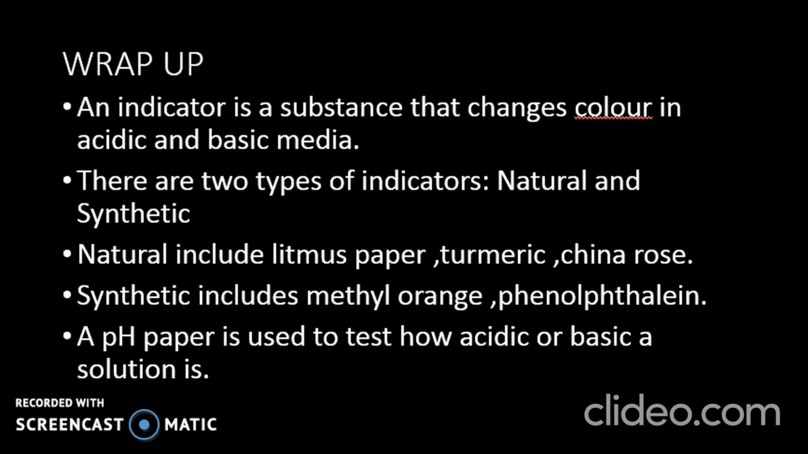So children, in this part you have learned that an indicator is a substance that changes color in acidic and basic medium. There are two types of indicators, natural and synthetic. Natural include litmus paper, turmeric and China rose. Synthetic includes methyl orange and phenolphthalein. A pH paper is used to test how acidic or basic a solution is.